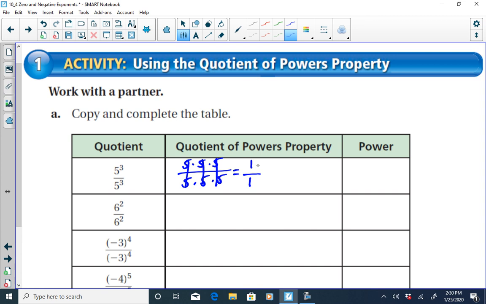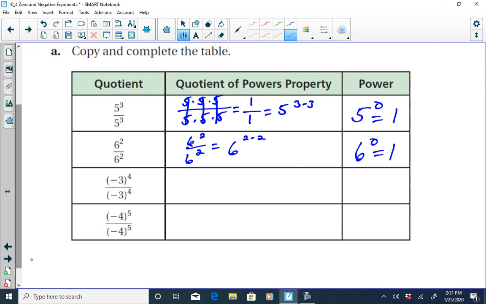If we're using the quotient of powers property here, we would subtract the exponents. So 5 to the third divided by 5 to the third is the same as 5 to the 3 minus 3, which is the same as 5 to the 0 power. And each of these would essentially be the same. 6 to the second power divided by 6 to the second power is the same as 6 to the 2 minus 2 power, which is the same as 6 to the 0 power. And anything to the 0 power is going to be equal to 1.